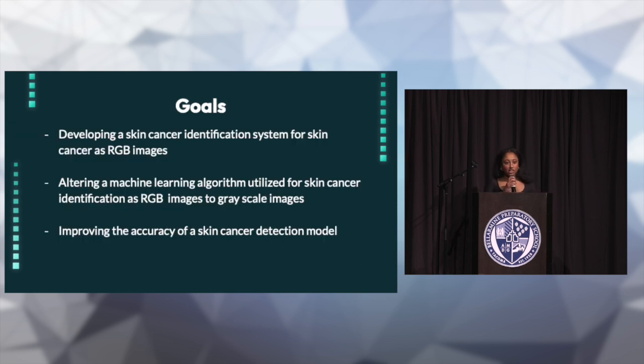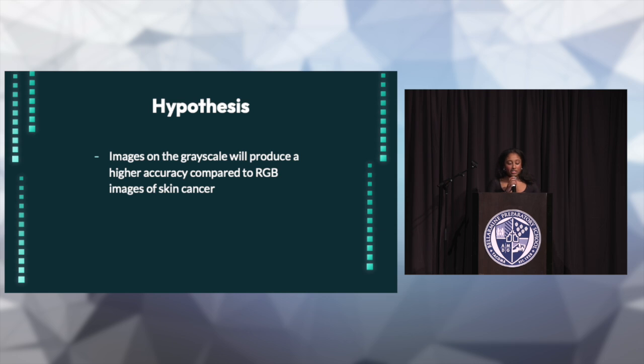My goal throughout this project was to develop a skin cancer identification system for skin cancer images as RGB images, altering the machine learning algorithm utilized for skin cancer identification from RGB images to grayscale images, and improving the accuracy of a skin cancer detection model. My hypothesis was that images in grayscale will produce a higher accuracy compared to RGB images of skin cancer.